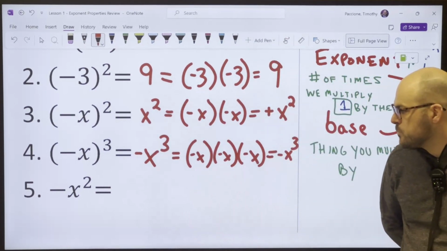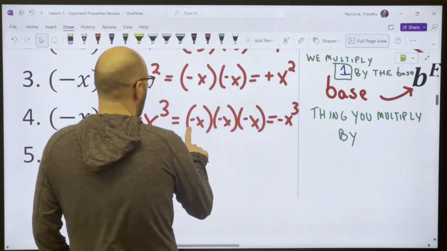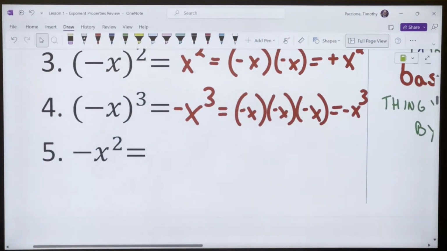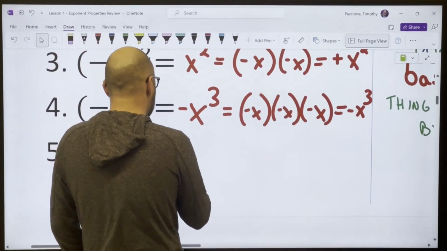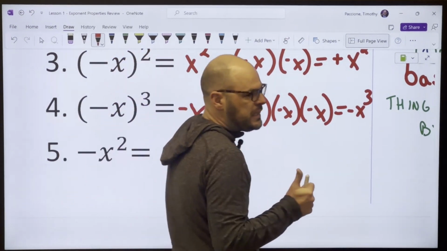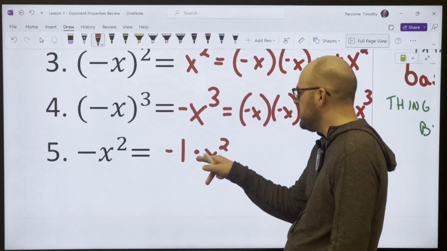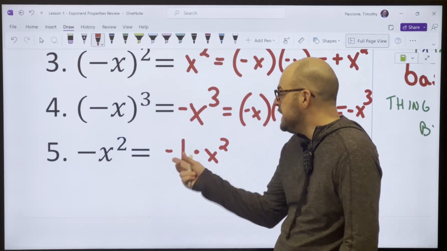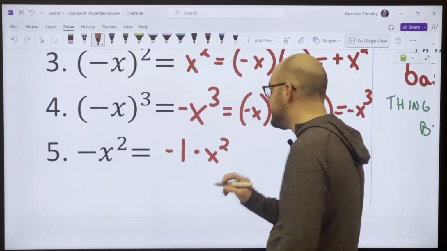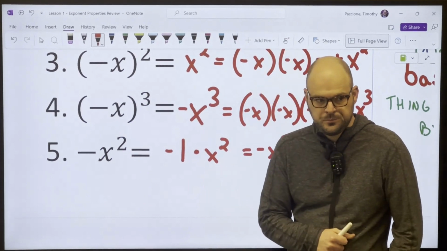I was going to add on the invisible one rule. Absolutely. This is exactly where it makes things clearer, right? So you could think of this as negative 1 times x squared. Now it's really clear that that negative has nothing to do with the exponent, right? It's completely separate. That exponent's over here, the negative 1's over here. It's being applied later. So this stays negative x squared, okay?